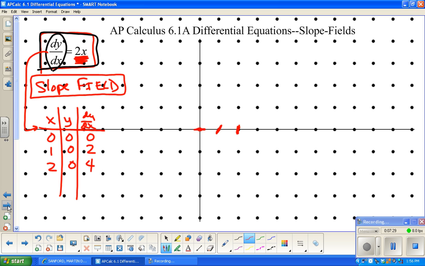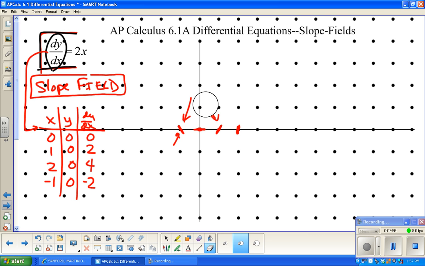Okay, let's do -1 and 0, sorry. So now I'm doing this point. Now it's 2 times that x value, so 2 times -1, so -2. So it's going to look the same, only it's got to be going the other direction. Same steepness, but I don't want the direction the same because it's a negative slope. So the slope of this guy and this guy: same steepness, just opposite directions.